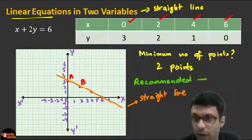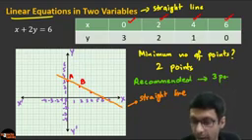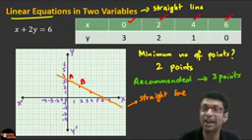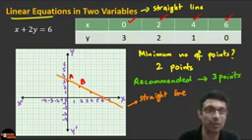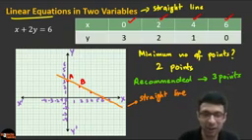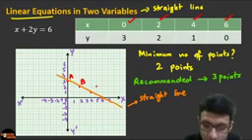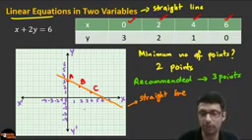So I recommend you guys to use 3 points. Why? Because the third point will act like a test. You're going to be checking your answer, right? So I would recommend you need minimum 2, but go for 3 points, okay?